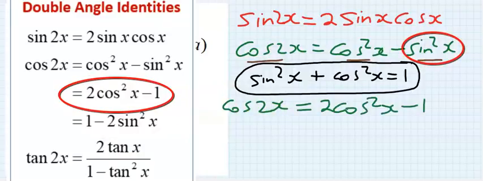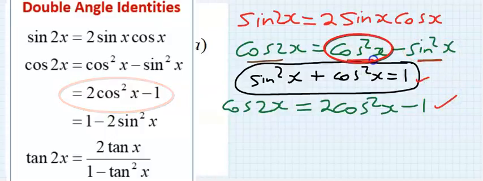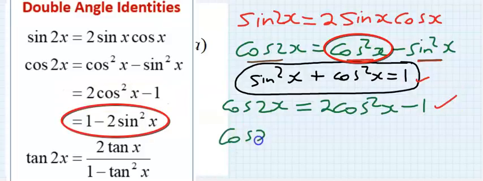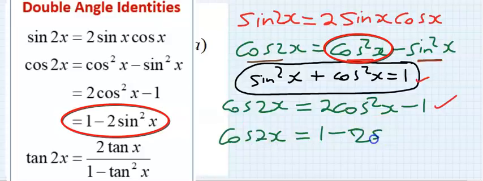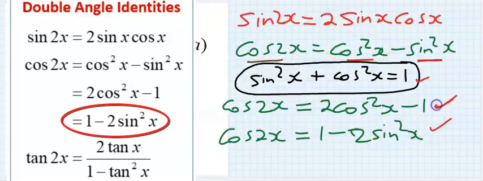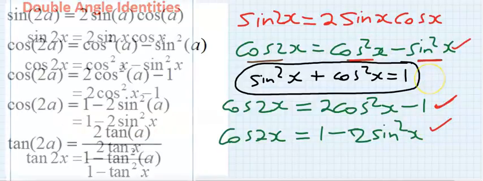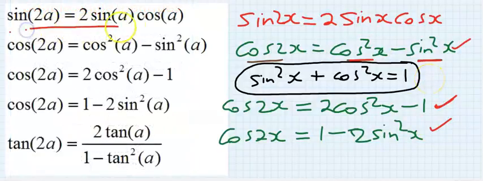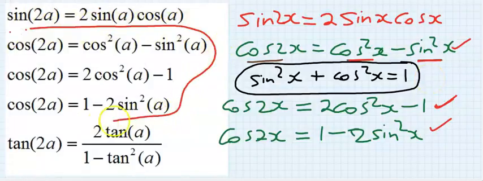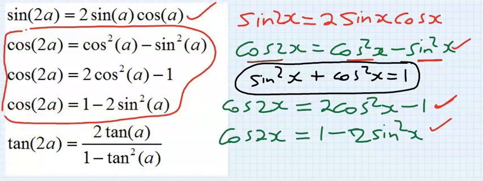If you substitute for sine using this, you're going to get this. If you substitute for cos, then you should have cos 2x equal to 1 minus 2 sine square x. So these are the three identities for cos. While for sine, it's just this, and for tan, it's just this.